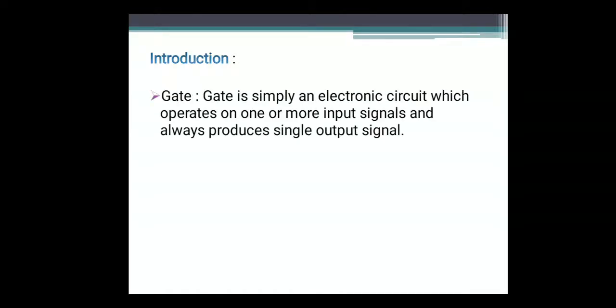Introduction. A gate is simply an electronic circuit which operates on one or more input signals and always produces a single output signal. That means it is an electronic circuit which takes one or more input signals and produces a single output signal.